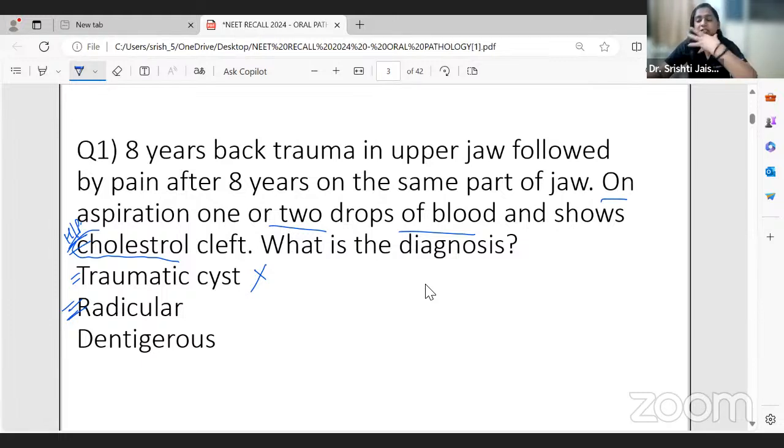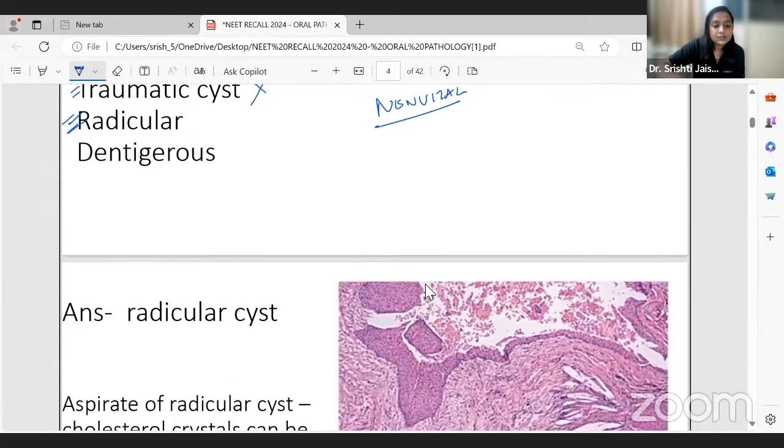So what happens? The patient sometimes gets trauma. The tooth becomes non-vital, and the lesion keeps on increasing in size, and ultimately the patient comes with pain. And when we do EPT or cold test, it comes as a non-vital tooth. Since the lesion is very long standing, as you know, the sequelae of pulpitis, first it will go to periapical granuloma, and then it will go to the radicular cyst. So the answer for this question is radicular cyst.